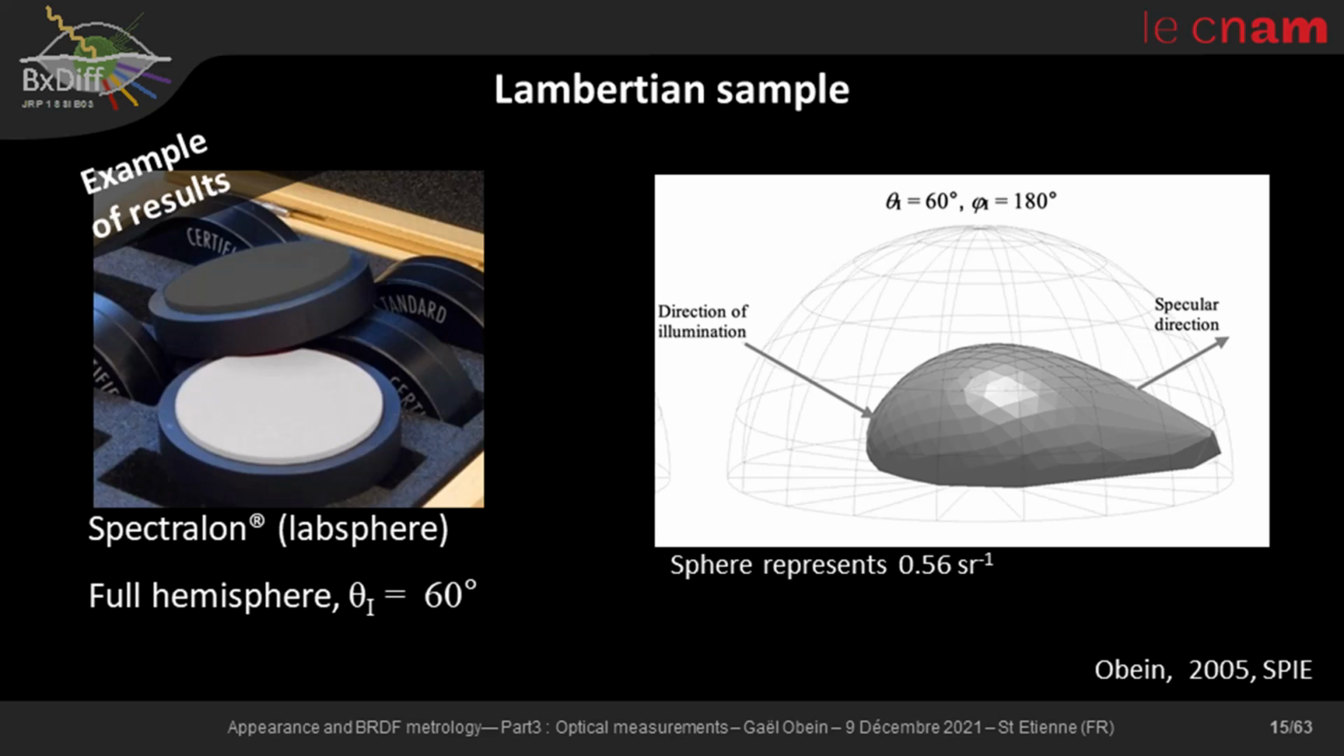Very quickly, because we will come back to this later, this is, for instance, a spectral BRDF measurement of a Spectralon from LabSphere, which is used for the calibration of spectroradiometers. Usually people make the assumption that this sample is Lambertian, so it has the same reflectance whatever the direction of observation. If you take a device and illuminate the sample not from the normal direction but at 60 degrees, you see that the BRDF is not a sphere. So if you make the assumption that your sample is a perfect diffuser and you're looking in this direction, you make an error of 300%. Good to know.